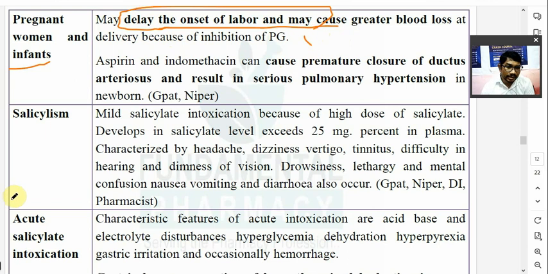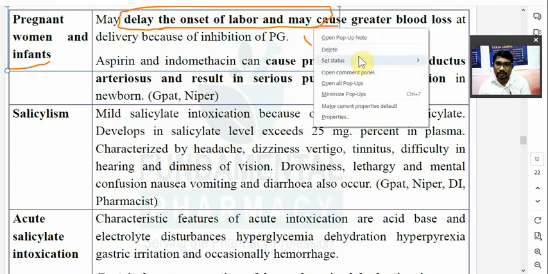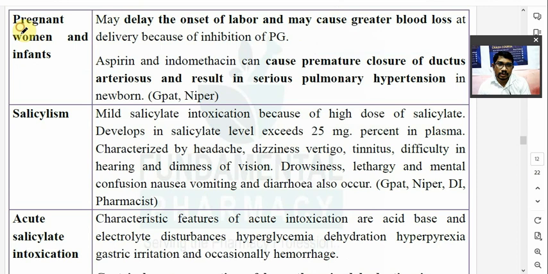क्या हो सकता है रीजन? Anybody? Yes, anybody? आप पढ़ते नहीं हो, कुछ पढ़ना चाहिए, आप पढ़ते नहीं हो, इसलिए मुझे बोलना होगा, मेरा काम ही है. Yes, anybody? It may delay the onset of labor. लेबर डिलीवरी होने के लिए डिले करता है.